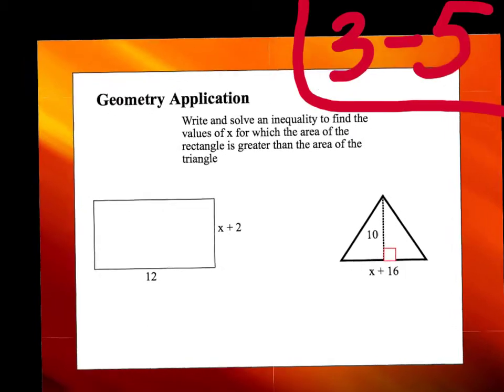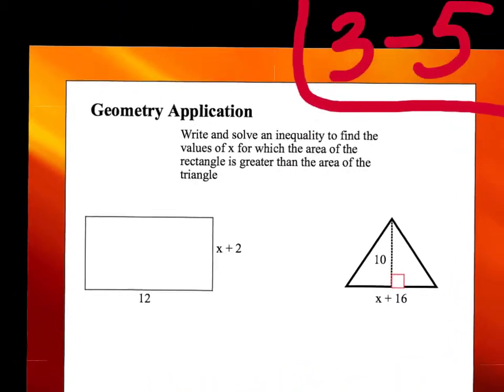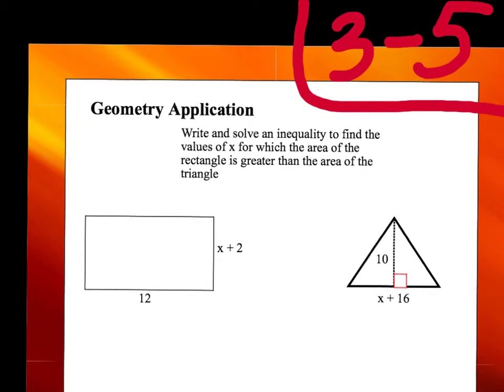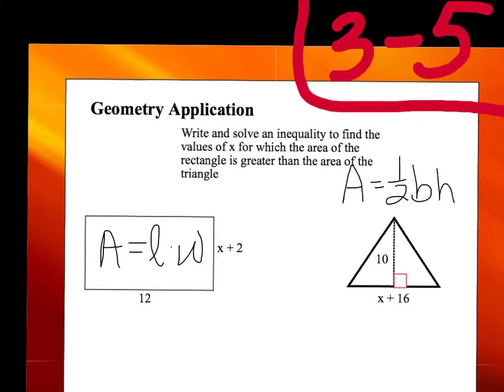So now we're going to look back to this geometry application, and we're going to write and solve an inequality to find the values of x for which the area of the rectangle is greater than the area of the triangle. Well, first let's get down our area formulas. That's why we had to find them on the previous slide. So the area formula for the rectangle was length multiplied by width. And then the area for this triangle was 1/2 base multiplied by height.